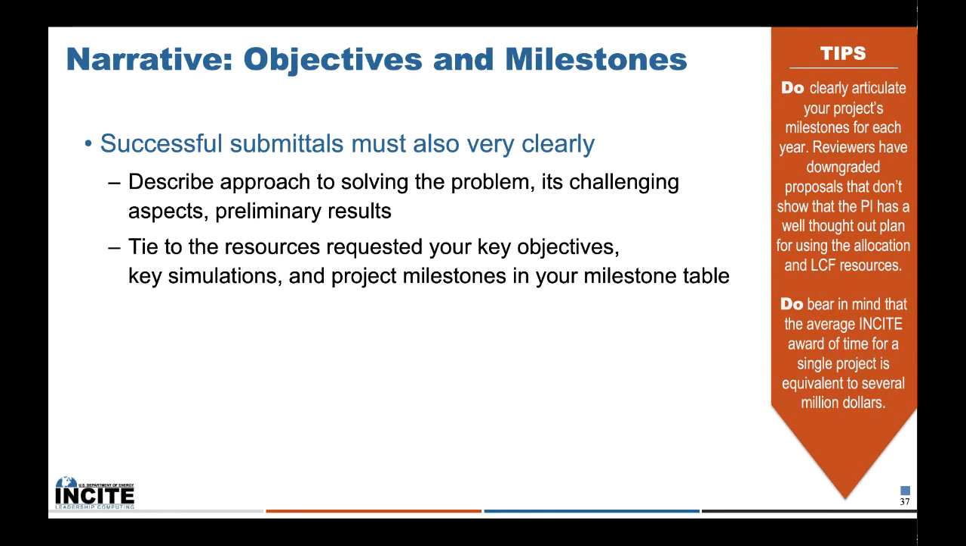So all the elements should get in place, and the provided plan connecting the resources to calculations in support of milestones should be clearly articulated for each year. Remember that if you are asking for a multi-year proposal, you will have to describe year 1, year 2, and year 3, and also in the milestones table. And bear in mind that the average INCITE award of time for a single project is equivalent to several million dollars. Next, please.